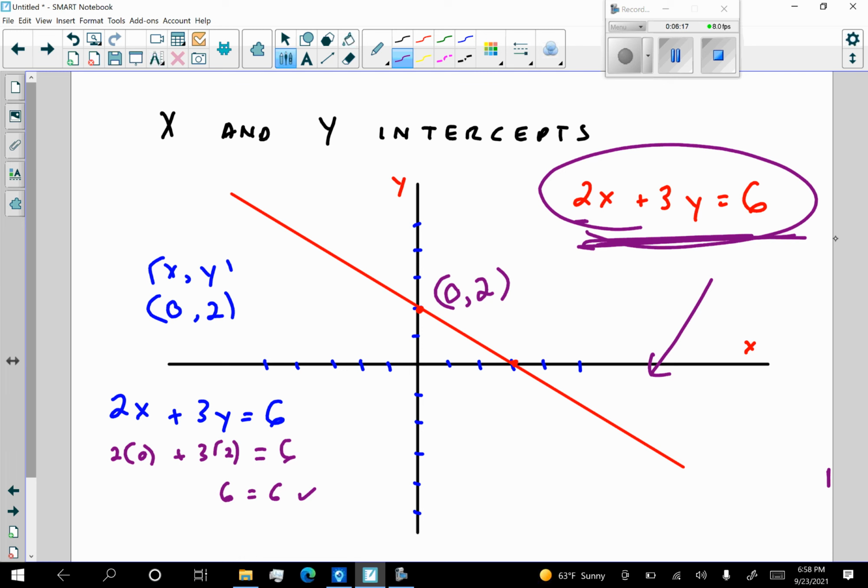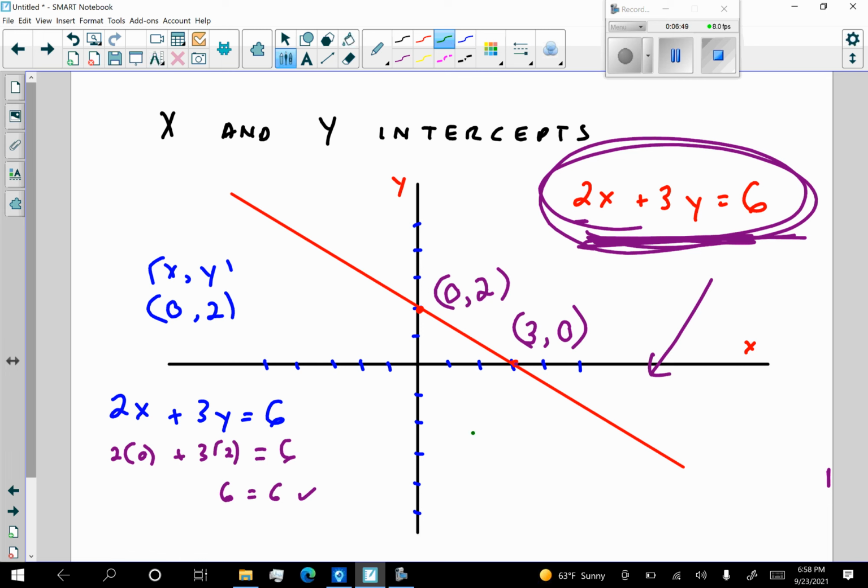In like manner, it appears that this point here is (3, 0). If it is, then (3, 0) is the x-intercept of this. And what are we going to do? We're going to put that (3, 0) into that equation and see if it makes the equation true. If it does, then we know we have found the x-intercept. So let's put that in here.